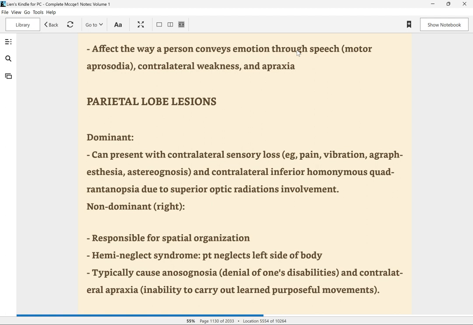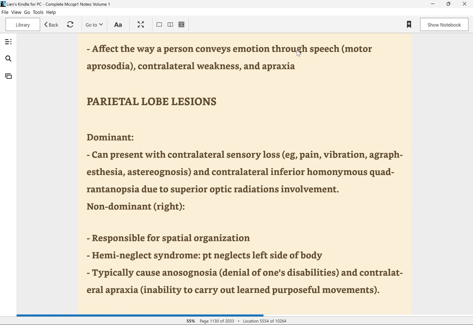Parietal lobe lesions: dominant, can present with contralateral sensory loss, e.g., pain, vibration, agraphesthesia, astereognosis, and contralateral inferior homonymous quadrantanopia due to superior optic radiations involvement.